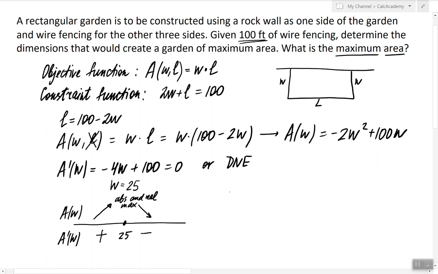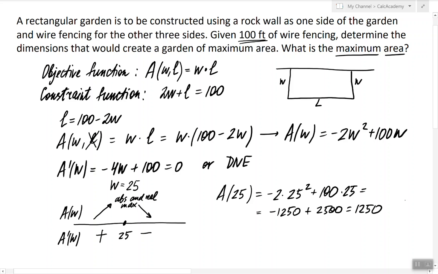So to answer the question, we have to find the maximum area. So what is the maximum area? The maximum area is the value of the area function at 25. So it's negative 2 times 25 squared plus 100 times 25. So 25 squared is 625. 625 times 2 is 1250, and 100 times 25 is 2500. So the answer is 1250 square feet is the maximum area.